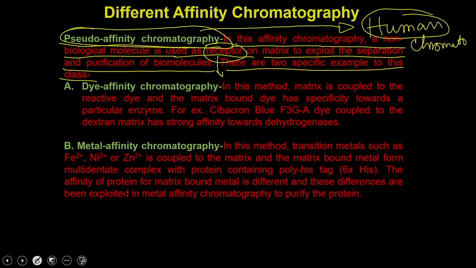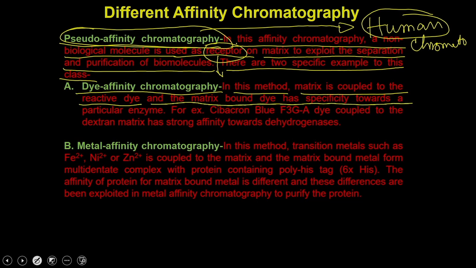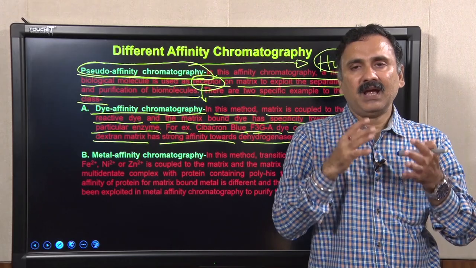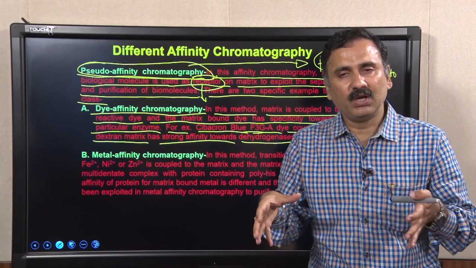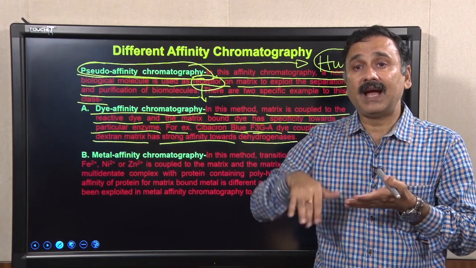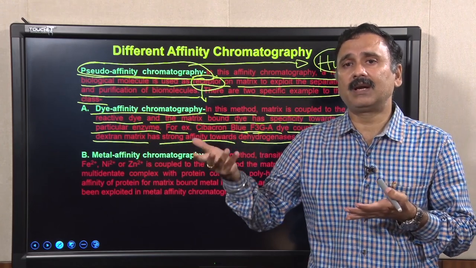In this category, you have two different examples. For example, dye affinity chromatography. In this method, the matrix is coupled to a reactive dye, and the matrix-bound dye has specificity towards a particular enzyme. For example, you can use the Cibacron Blue F3GA dye, and if you couple it to the dextran matrix, it has a strong affinity for dehydrogenases. So dye affinity chromatography is a chromatography where you couple dye molecules or chemical molecules to the matrix, and it has affinity for a particular class of molecules.